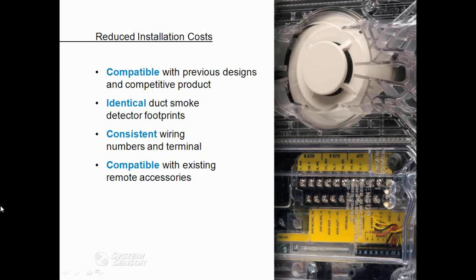System Sensor duct smoke detectors are also compatible with our previous designs and also with competitive duct smoke detector designs. They have the identical footprint where the sampling tube spacing has remained consistent, so it makes replacements a lot easier. The wiring numbers and terminals have also remained consistent with our previous offering.